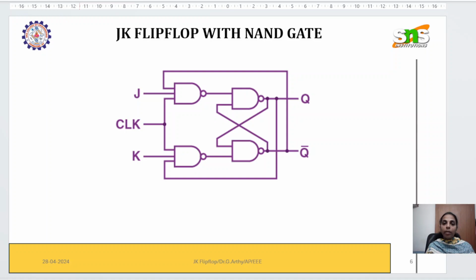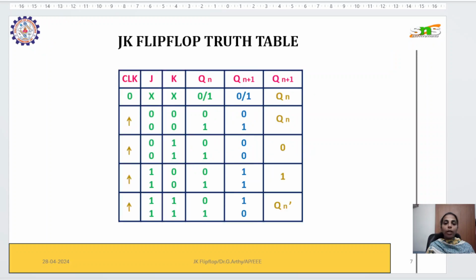But even then, in JK flip-flop, in the condition when J is equal to 1 and K is equal to 1, if you see, a race around condition will appear. We have different techniques to overcome that, but even then that state could be used. So the drawback of SR flip-flop is overcome in the case of JK flip-flop.